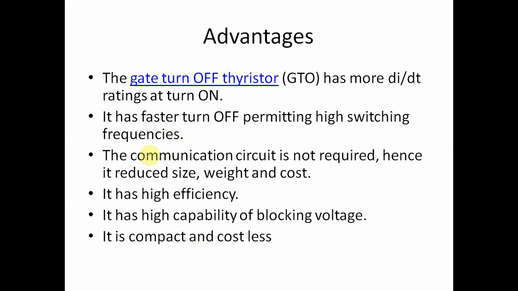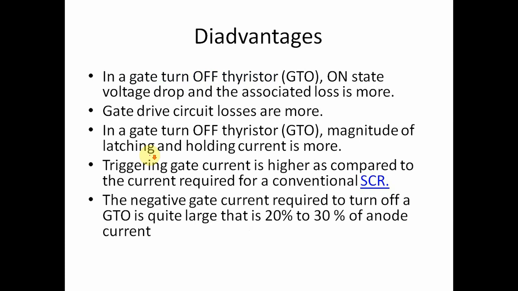These are some advantages of GTO. First, the gate turn off thyristor has a higher di/dt rating at turn on. It has faster turn off, permitting high switching frequency. The commutation circuit is not required. Why? Because GTO turns off by applying negative gate pulses. Hence it has reduced size, weight and cost. It has high efficiency, is compact and costless, and has high capability of blocking voltage.